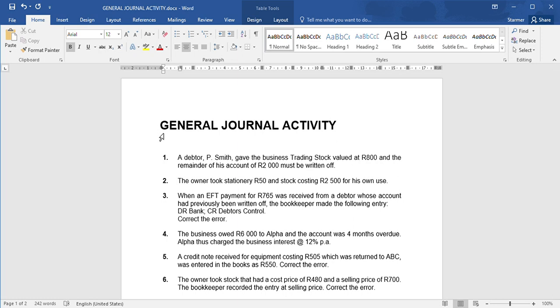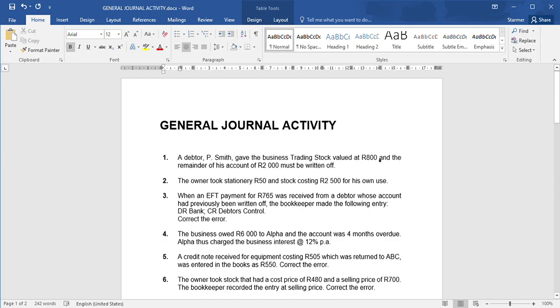This video is on another general journal activity. The first transaction tells you that a debtor gave the business stock for 800 and the remainder of his account must be written off.